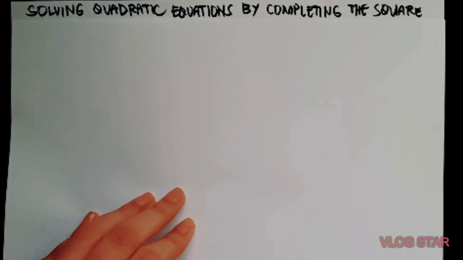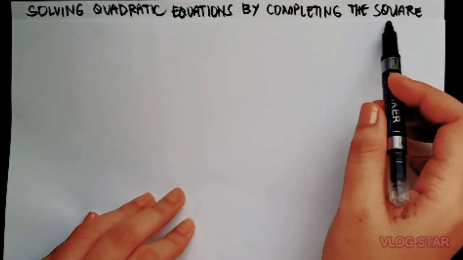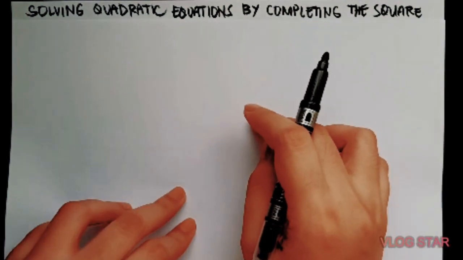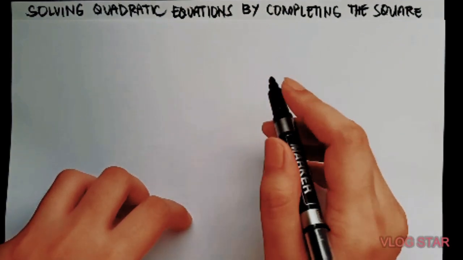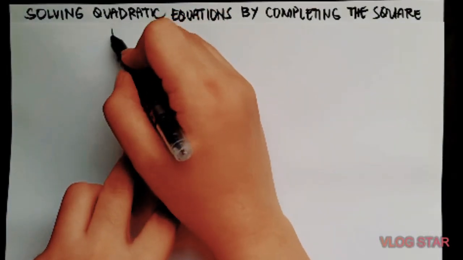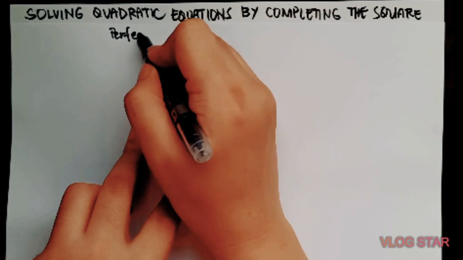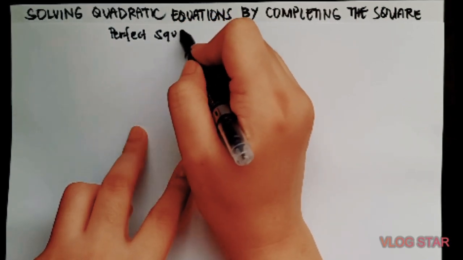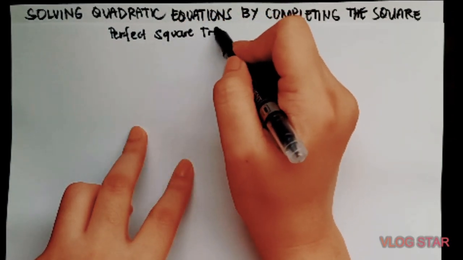Hello, today we're going to solve quadratic equations by completing the square. So how can we use this method? In this lesson, in this method, we are going to produce a perfect square trinomial.